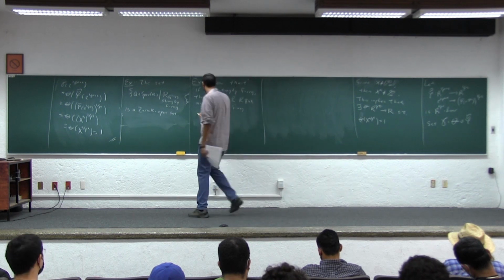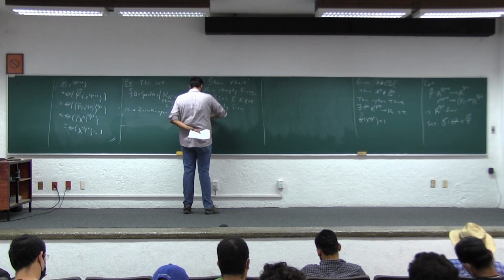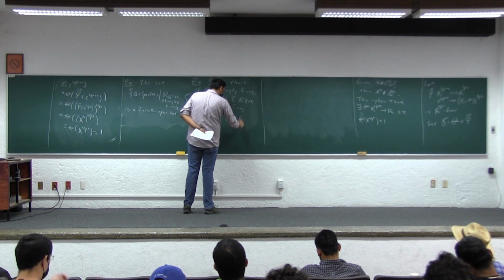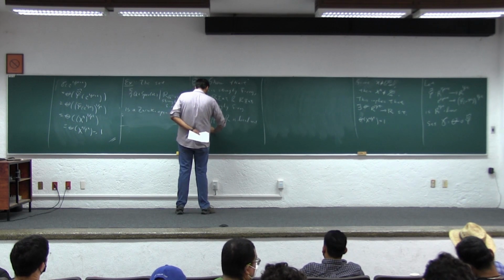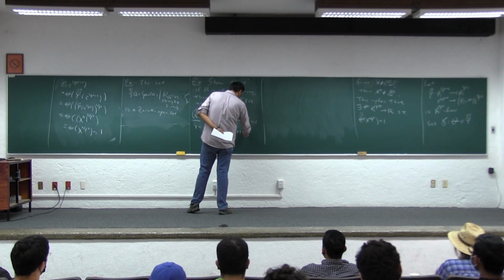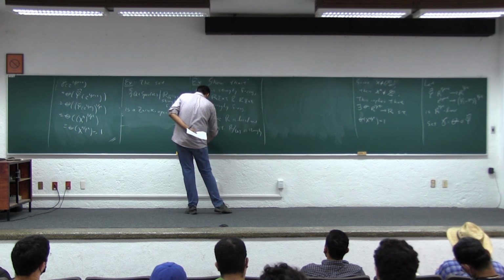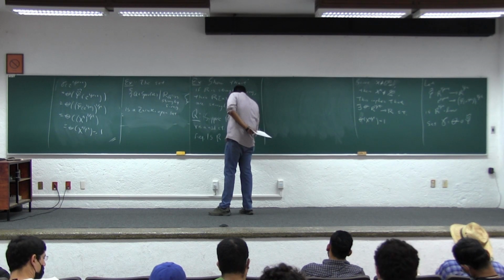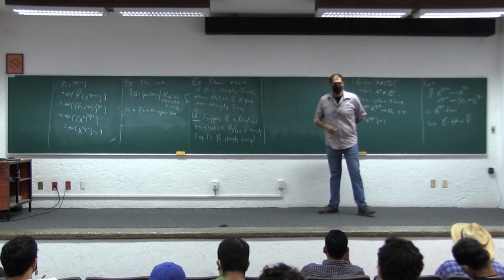Question to think about. Let's suppose that R is local, and x is a non-zero divisor such that R over x is strongly regular. Is R also strongly regular? So the question is, does strong regularity deform?